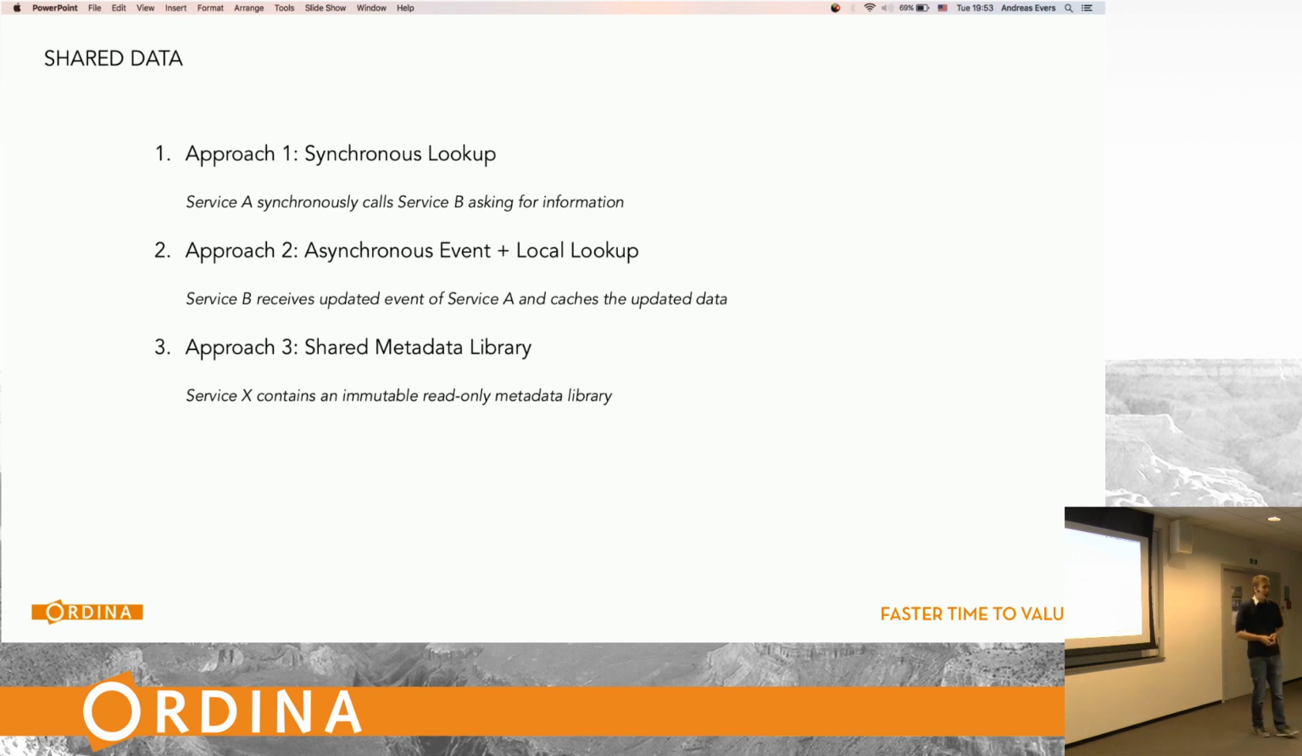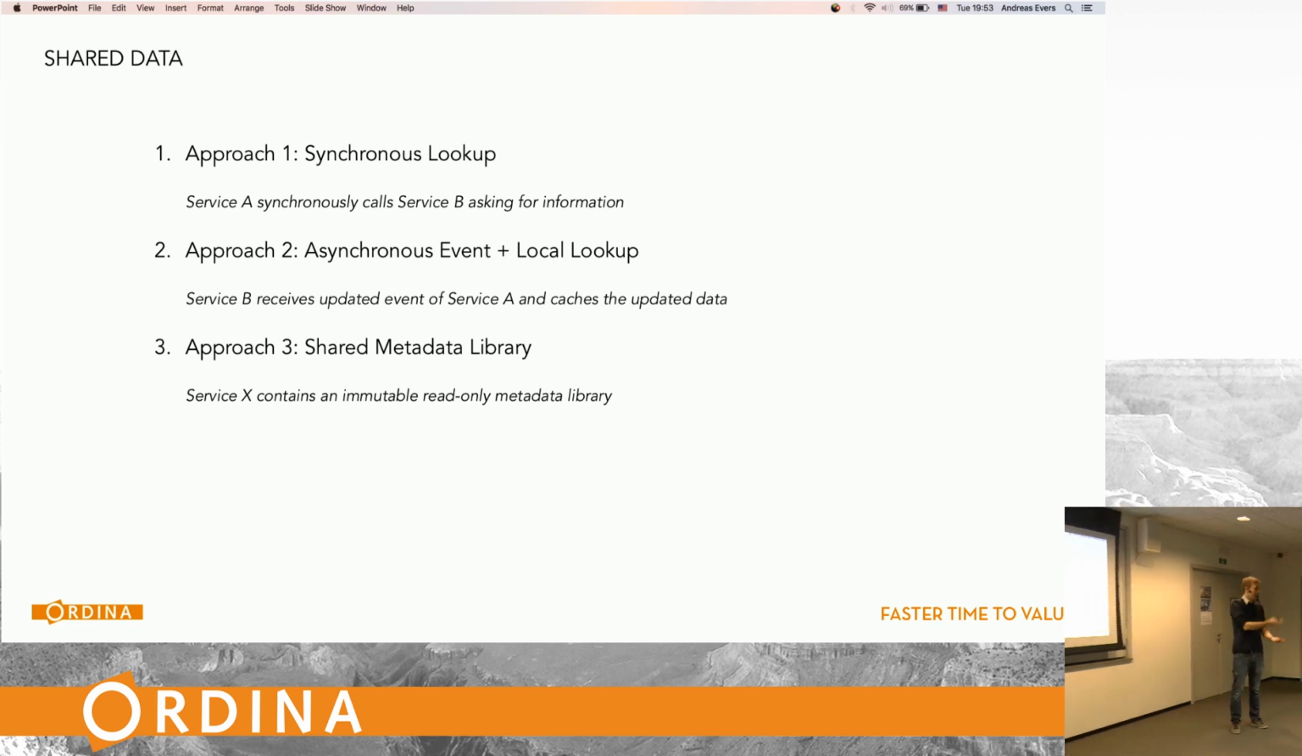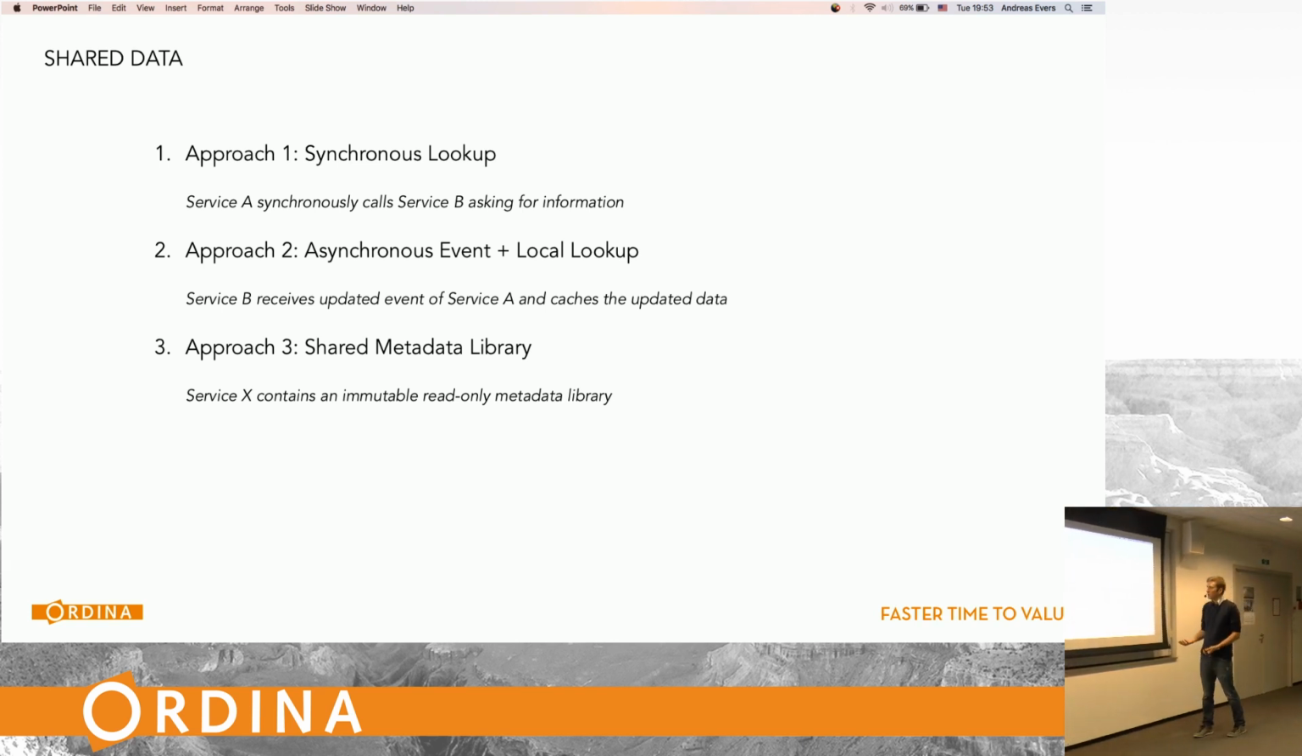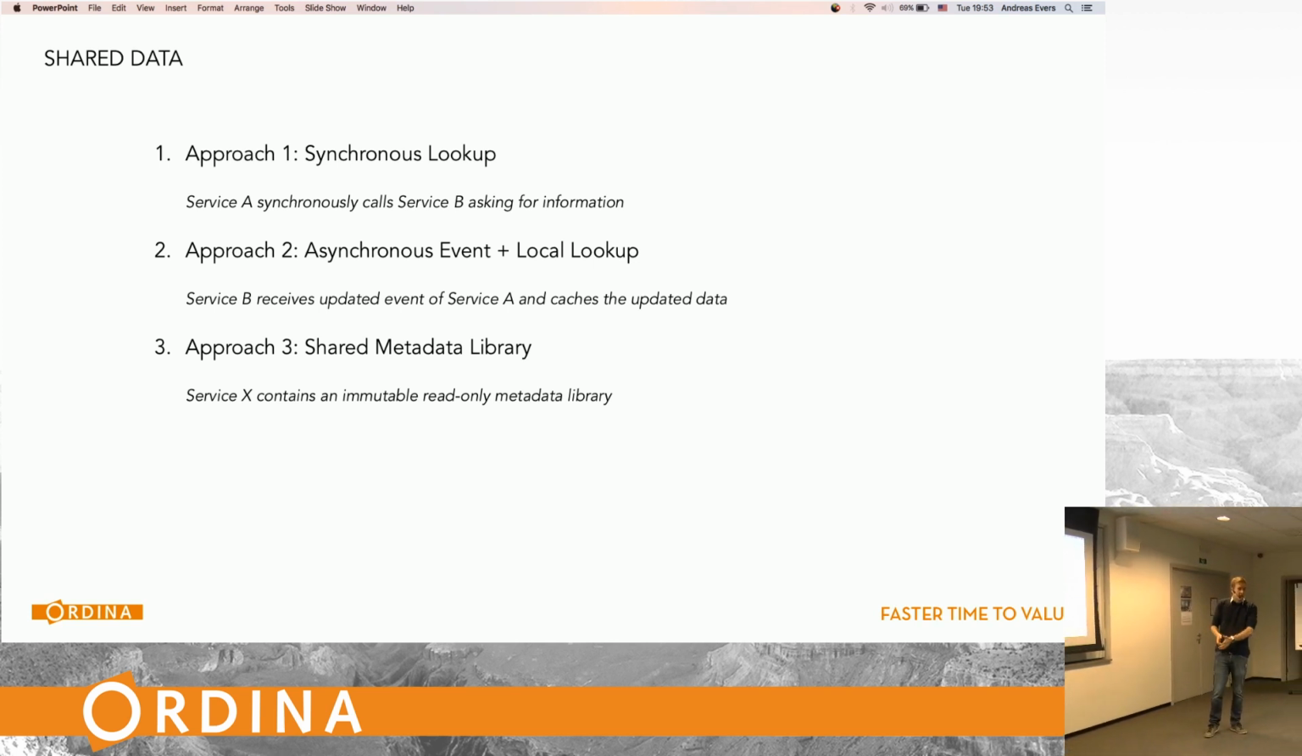So let's say I'm service A and I'm dealing with customer data. Then I can emit an event that my customer data has been created or updated or deleted. And anyone who cares about this, which could be service B, receives this event and stashes it locally in a cache, right?